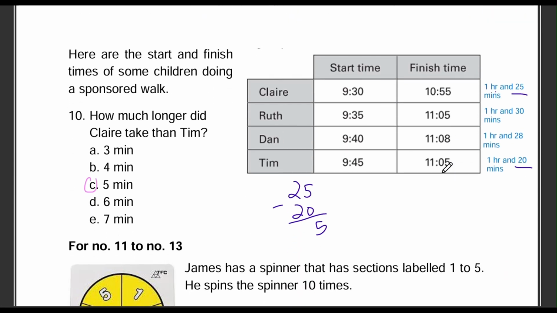Question 10. How much longer did Claire take than Tim? Was it 3, 4, 5, 6, or 7 minutes? The correct answer is C. 5 minutes. Claire took 1 hour and 25 minutes, and Tim took 1 hour and 20 minutes. To find the difference, we subtract Tim's time from Claire's time. 1 hour 25 minutes minus 1 hour 20 minutes equals 5 minutes. The other answers? 3 and 4 minutes are too small, while 6 and 7 minutes are too large.